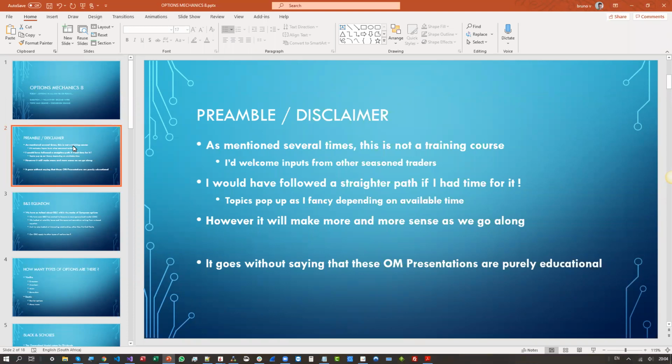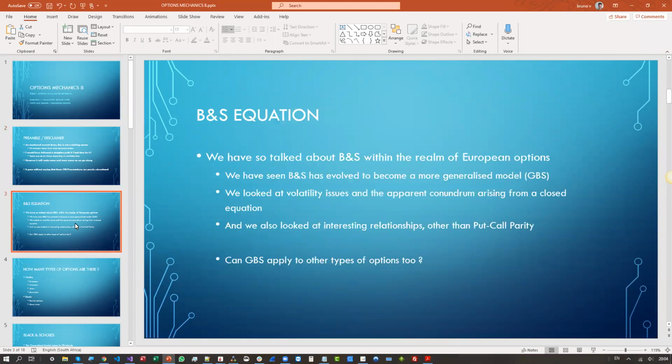So let me go to the first. Obviously in the first few sessions, I've talked a lot about Black and Scholes, the limitations, and that there's a more generalized Black and Scholes. Sometimes you see in the literature something called GBS, because the newer variants of Black and Scholes allow for dividends.